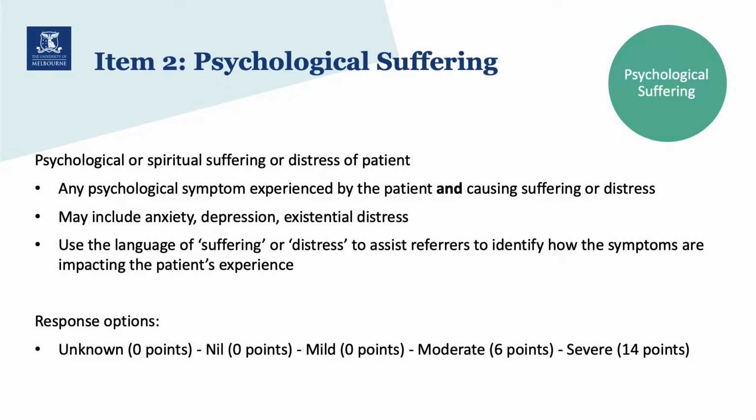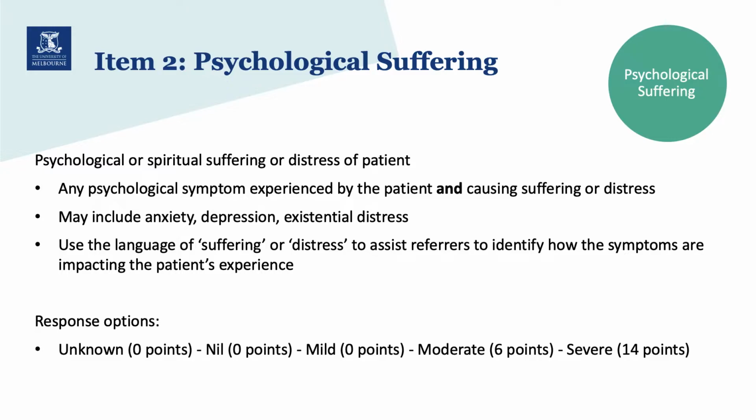The response options here are very similar to physical suffering but scoring lower. So unknown when you don't have any information about their psychological state. Nil when they're not having that psychological or spiritual suffering. Mild, moderate, or severe. So mild might mean that they're having sort of intermittent low mood, anxiety, or distress, or they have a well-treated existing mental health disorder.